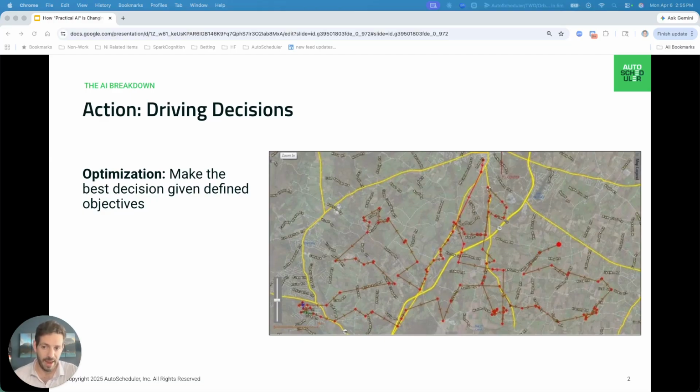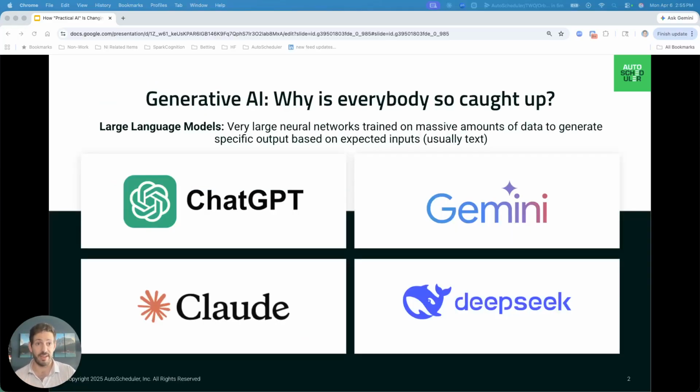So we've covered this kind of suite of algorithms and words that you hear in AI. Let's talk a little bit about some of the more common technologies that people are talking about today. So this is generative AI. What is generative AI? Why is everybody so caught up in it? Generative AI leverages a technology called large language models. Not just language models, but large language models.